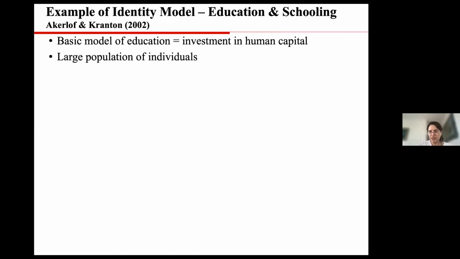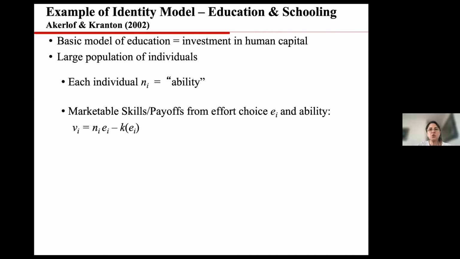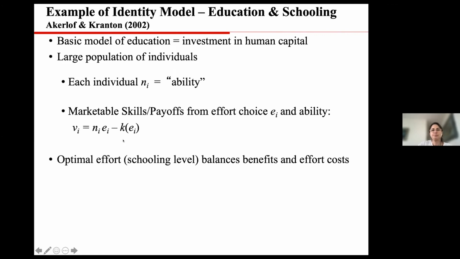So I've got a large population of individuals. Each individual has some sort of ability. Let's call this N_i. A person's marketable skills, or payoffs from effort choice in school, V_i, are a function of their effort choice E_i and their ability. And this is the cost of the effort. Okay, cost of effort. So obviously a person is going to be maximizing the optimal effort in schooling. If this is all we had, the person would be choosing E_i to balance the benefits and costs of effort. Simple enough.